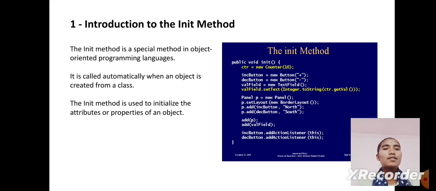The init method is a special method in object-oriented programming languages. It is called automatically when an object is created from a class. The init method is used to initialize the attributes or properties of an object.